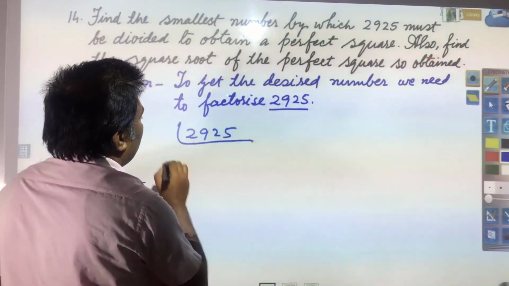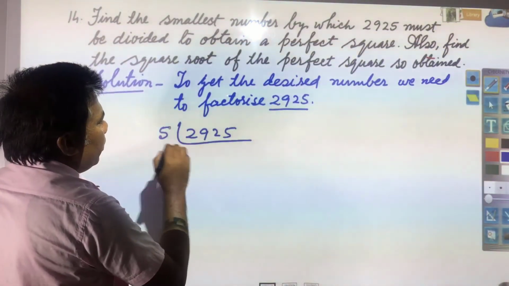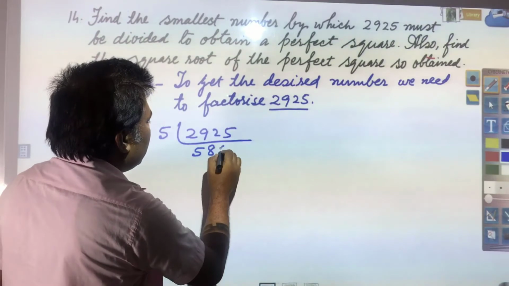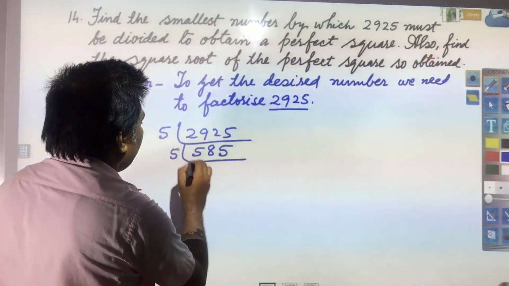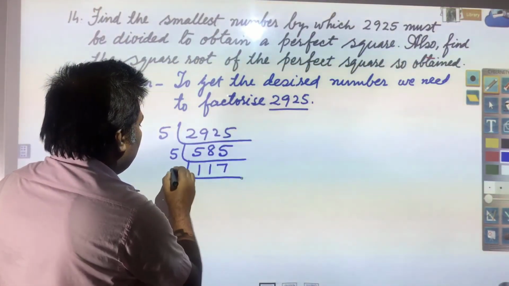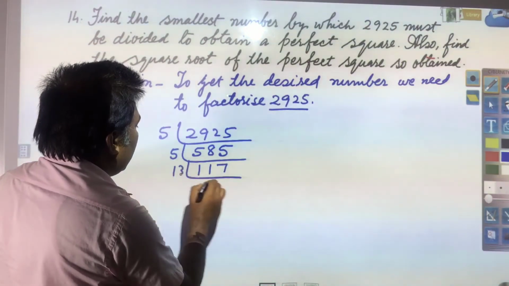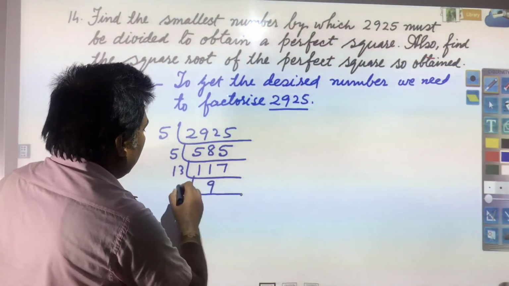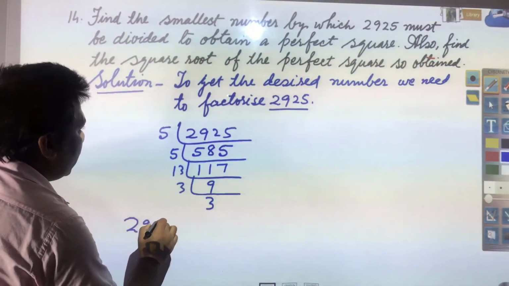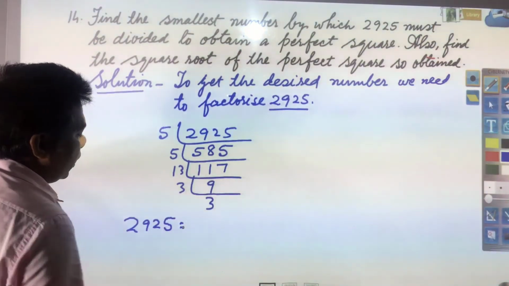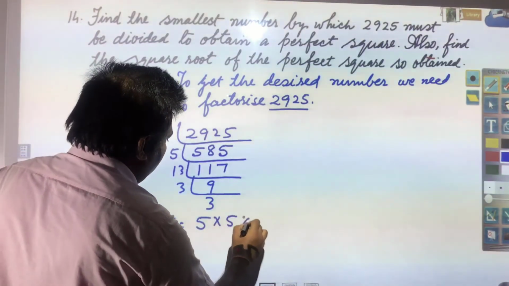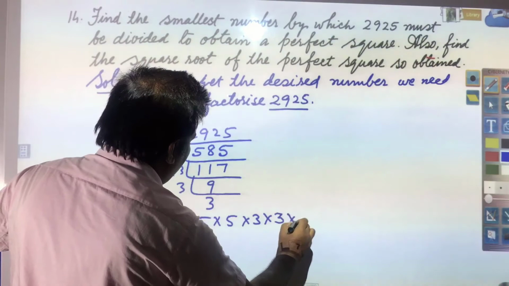2925, you factorize this. 5 5s are 25, 5 8s are 40, 5 5s are 25, 5 1s are 5, 5 7s are 35, and 13 9s are 117, and 3 3s are 9. So, if you are expressing 2925 in its factors, this will be 5 into 5 into 3 into 3 into 13.